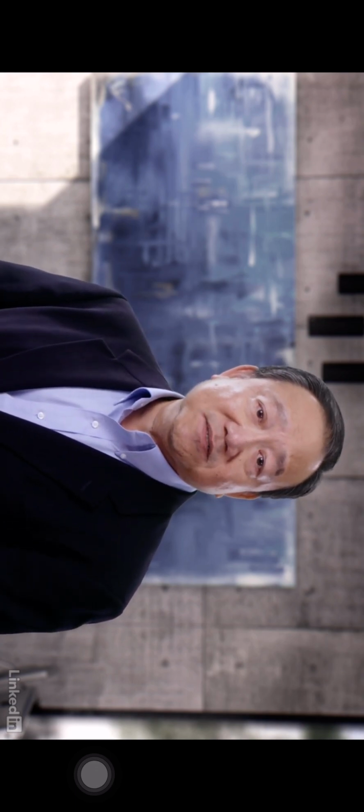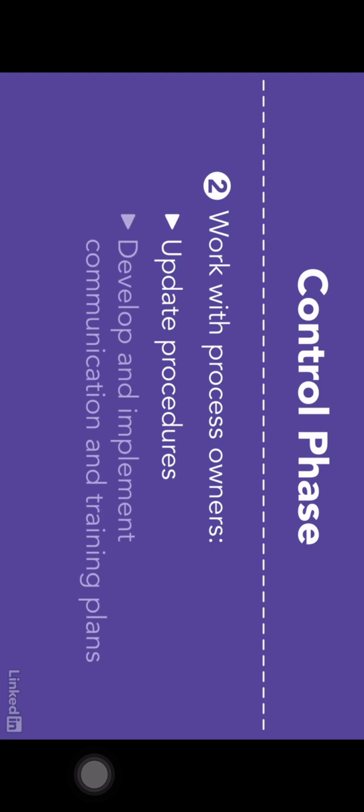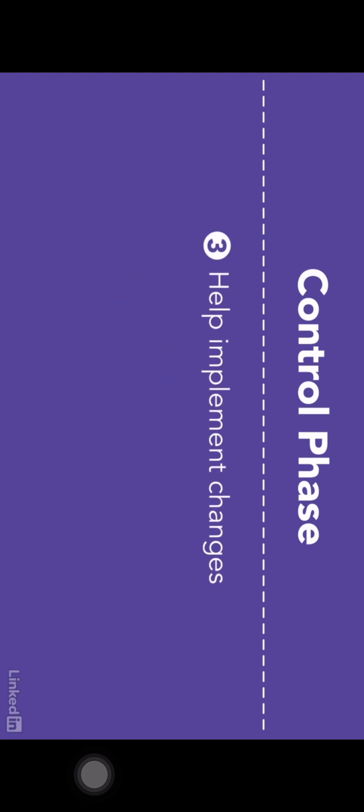The control plan should be designed for the process owners and operators who carry out the process routinely, day in and day out. The next step in the control phase is to work with process owners to update procedures that incorporate the controls and to develop and implement communication and training plans. Then, help the process owners implement the changes.